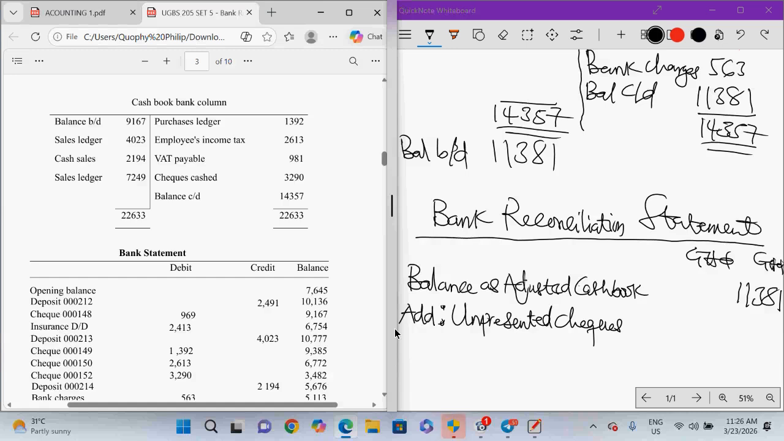The bank too will be having a higher amount. Why? Because they have not deducted that check, right? They've not cashed out that check. So you see, there will be differences in the figures, right? So what do you think the unpresented checks will be in the cash book and in the bank statement? What do you think the unpresented checks will be?